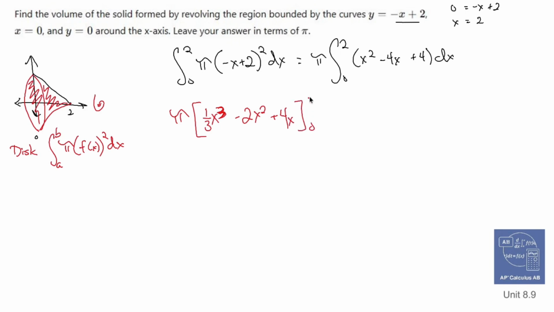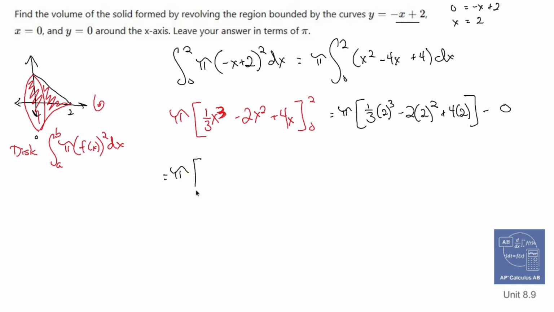My limits are still 0 and 2, so let's plug stuff in. Pi times 1/3 times 2 cubed, minus 2 times 2 squared, plus 4 times 2. If I were to plug in 0, I would get 0 minus 0 plus 0, which is 0 times pi, which is 0. We're not going to lose sleep over that. So now it's just a matter of doing that little bit of math.